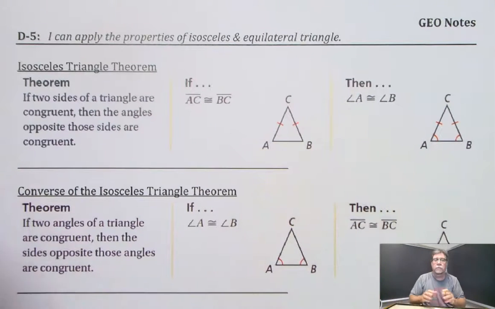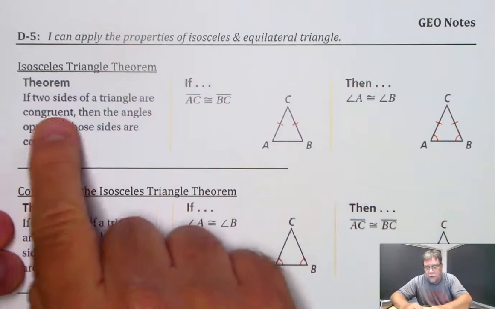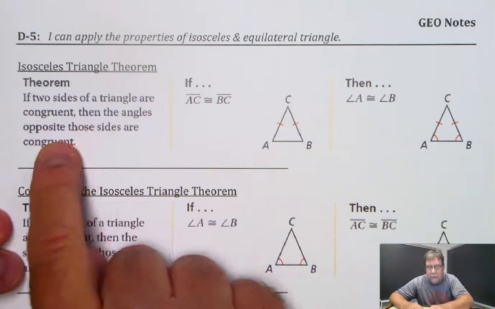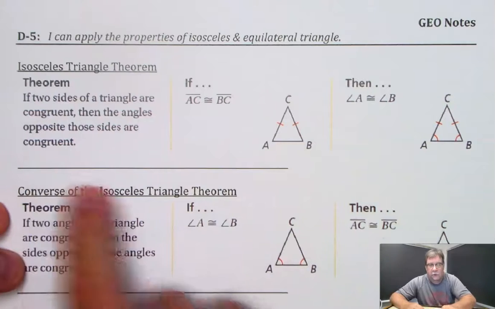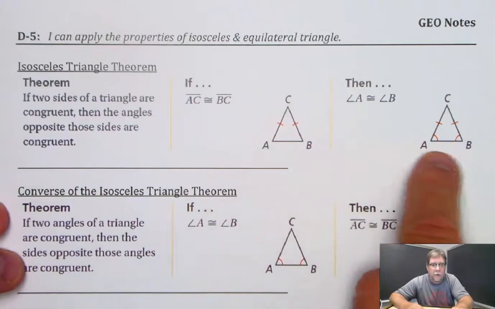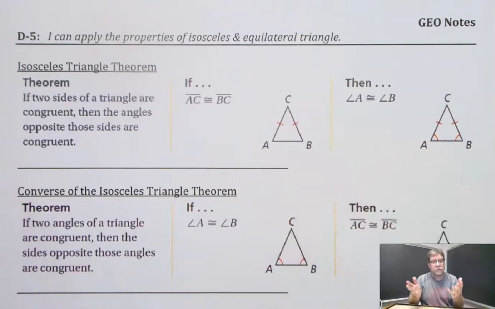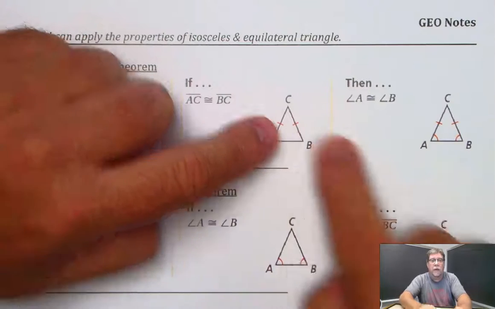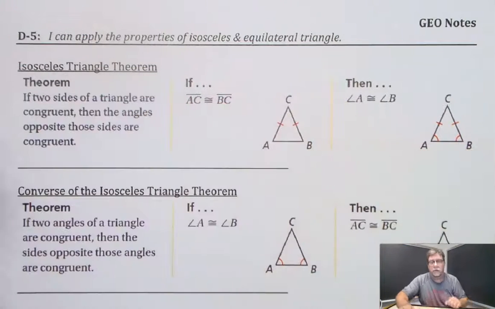All right, so here's what we're going to say. If two sides of a triangle are congruent, then the angles opposite those sides are congruent. So if these two sides are congruent, then the base angles will also be congruent. So in an isosceles triangle, you have two things that happen. You've got the two legs are always congruent, and the two base angles are always congruent.